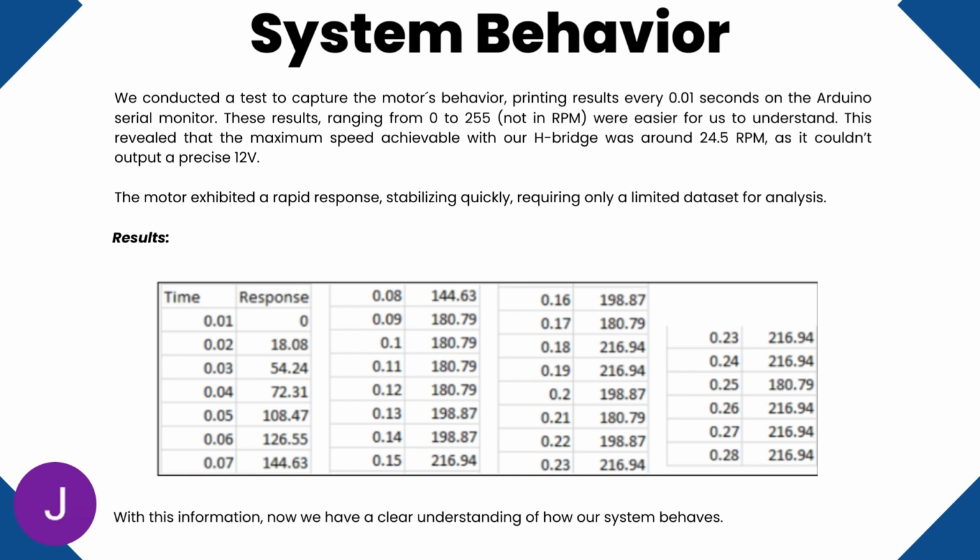We conducted a test to capture the motor behavior, printing results every 0.01 seconds on the Arduino serial monitor. These results, ranging from 0 to 255, were easier for us to understand. This revealed that the maximum speed achievable with our H-bridge was around 24.5 revolutions per minute, as it couldn't output a precise 12 volts. The motor exhibited a rapid response, stabilizing quickly, requiring only a limited dataset for analysis. And we can see in the table below the results.